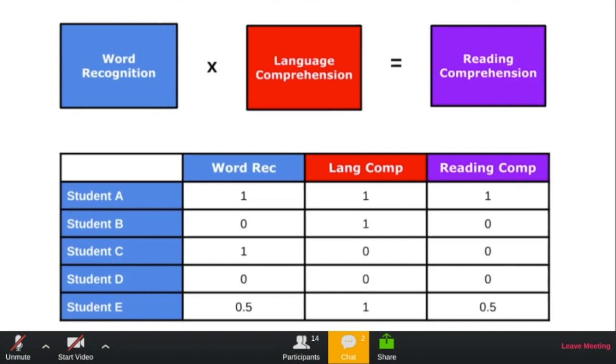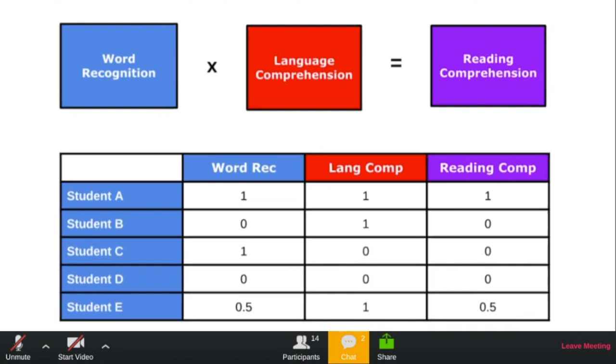Student C is the opposite. This is our student who is really good at reading the words and calling the words on a page, but their understanding isn't there. They don't have those language skills. And reading comprehension is a 0. Student D is a student that has difficulty in both areas. These are our neediest students. And of course, we end up with a 0 in reading comprehension because we don't have mastery of either one.